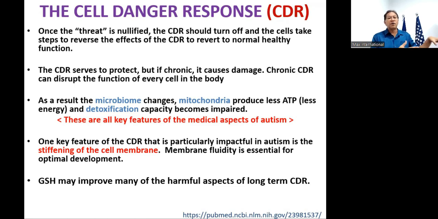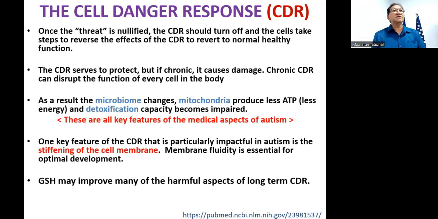So how the lack of glutathione causes oxidative stress, inflammation, autoimmunity, and the cell responds with CDR, and it's a chronic problem. So it is chronic CDR, and then all these things happen, and then they become autistic. One key feature of the CDR that is particularly impactful in autism is the stiffening of the cell membrane. Membrane fluidity is essential for optimal development. Glutathione may improve many of the harmful effects of long-term CDR, because from what we see, it is the lack of glutathione that is the starting point anyway.